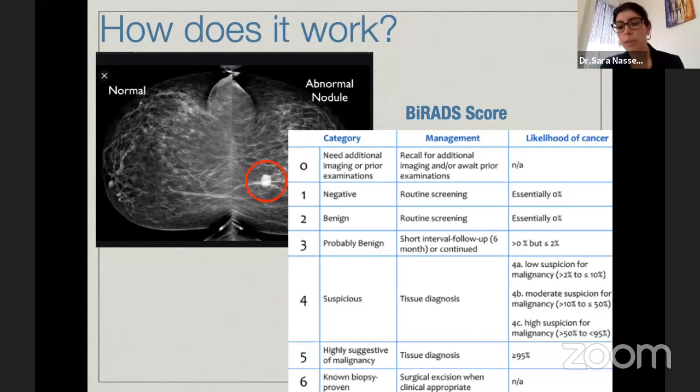And the likelihood of this being cancer is more than 95%. And then you have the levels in between. And obviously 0 means that it's not conclusive, and 6 means that actually this was already biopsied and it's a known tumor.